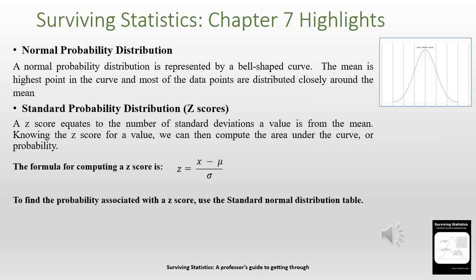In this chapter, we also talked about normal probability distributions. Remember, a normal distribution is represented by a bell-shaped curve, and when it's perfectly aligned, the mean and the median and the mode are all the same value, and they represent the highest point in the curve. To compute areas under the curve, we used z-scores. The formula for computing a z-score is simply the value that you're looking for minus the mu divided by the standard deviation. And to find the area under the curve or the probability associated with the z-score, you can use the standard normal distribution table, or you can also use Excel.